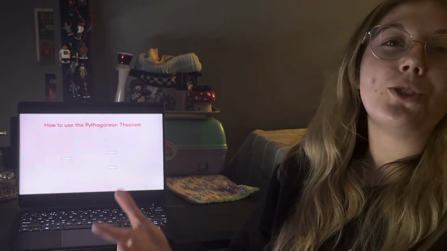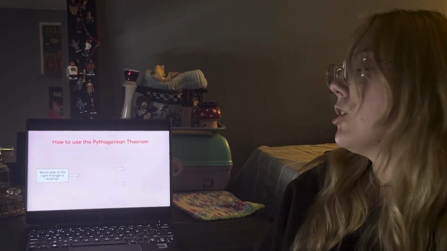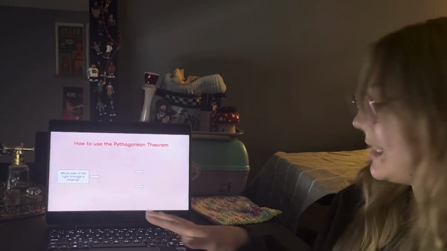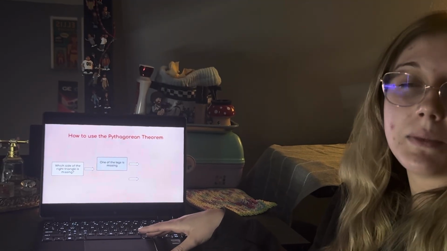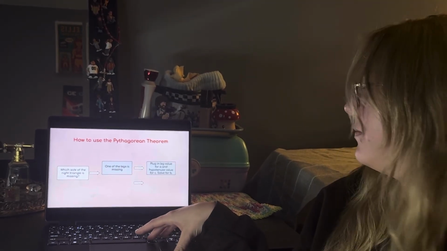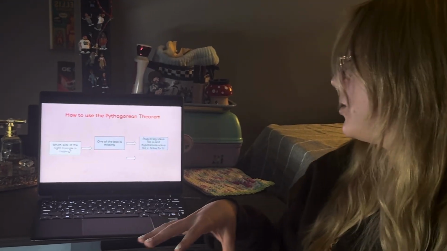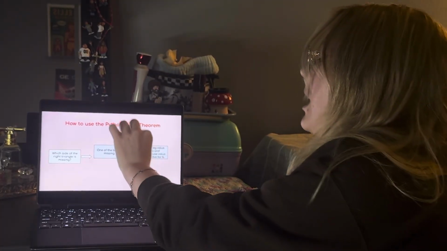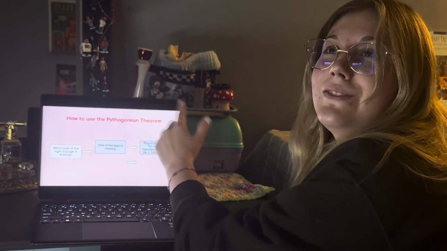So how do we use the Pythagorean theorem? First of all, we need to determine which side of the right triangle is missing. So if one of the legs is missing, again, that is labeled with A or B, then we plug in the leg value for A and the hypotenuse value for C to solve for B. I can't write on this, but I would write out the formula here to show what that looks like, to give them an example.